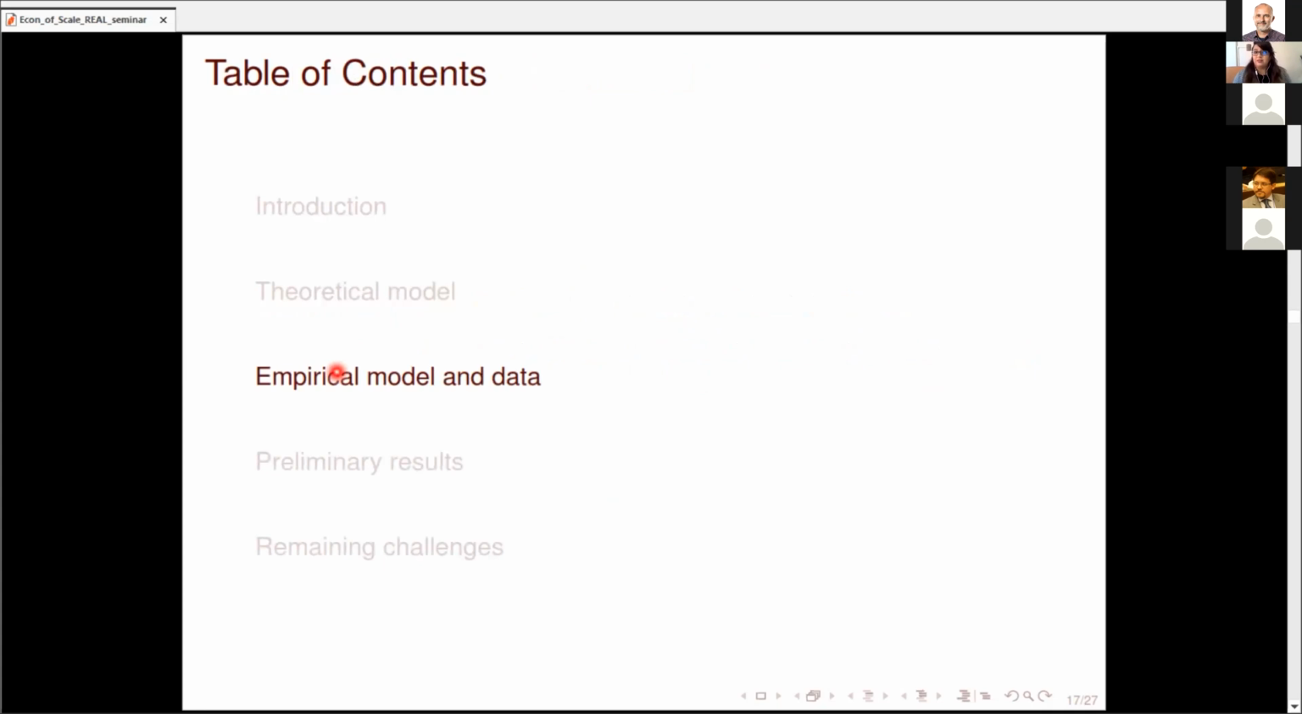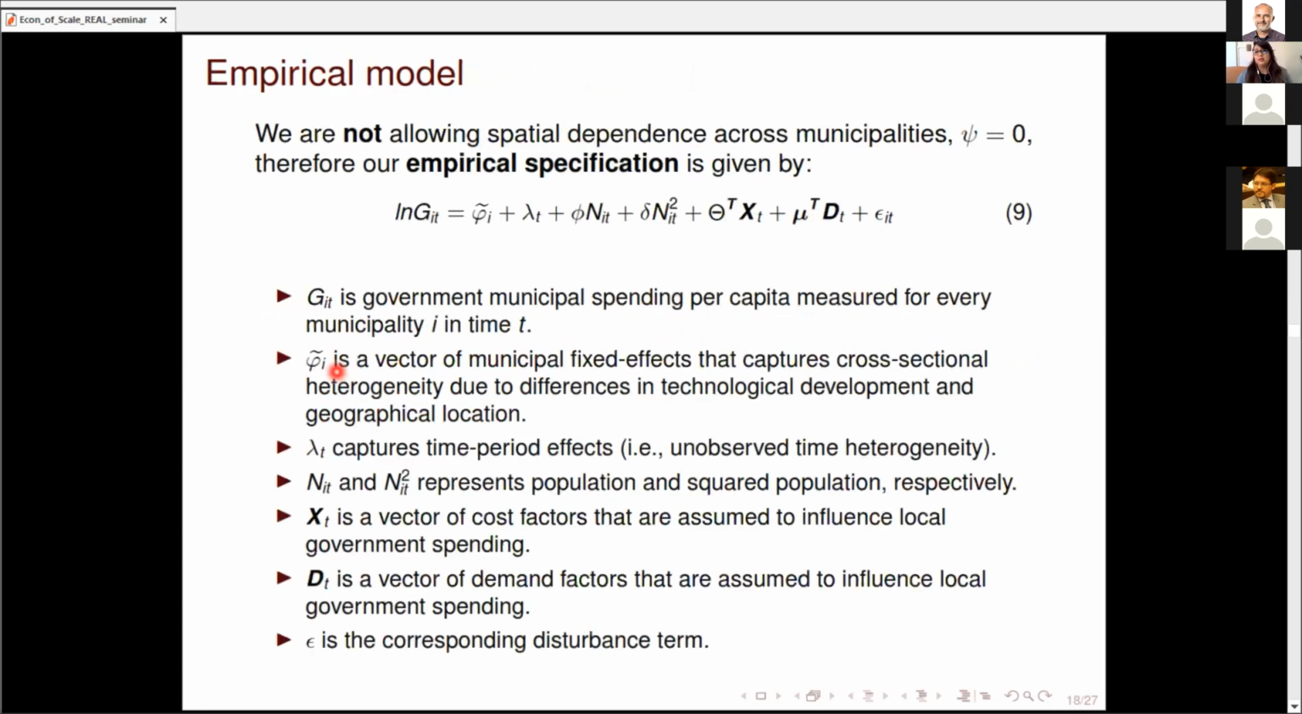Remember that at the beginning of the presentation I told you that I'm going to present very, very preliminary results. So for the moment, we are not allowing spatial dependence across municipalities. That means that in our production function right now, psi will be equal to 0. We did this because we wanted to have a comparative base and run a non-spatial specification first to be able to compare what happens when we include this spatial dependence. Right now, we are in the phase of exploring our data, and that's why we wanted to do it this way.